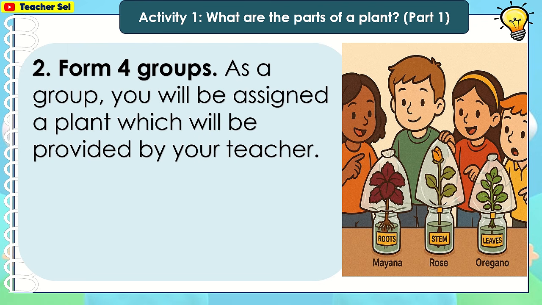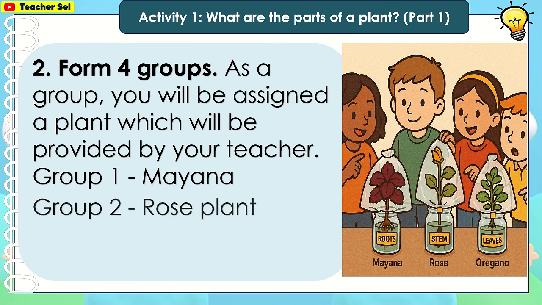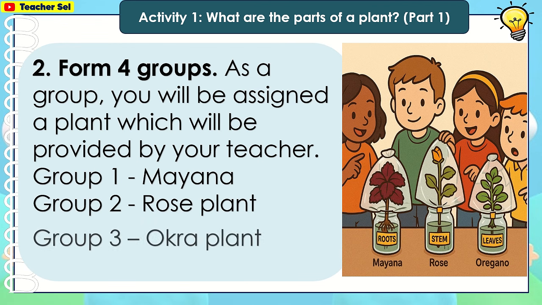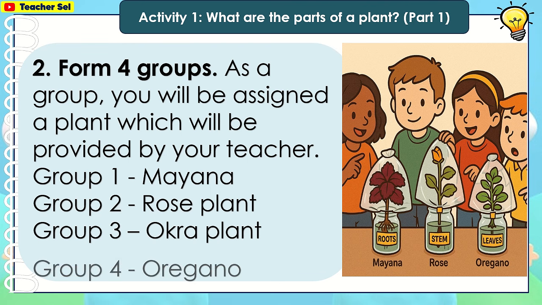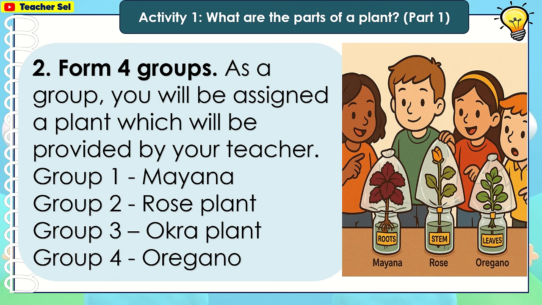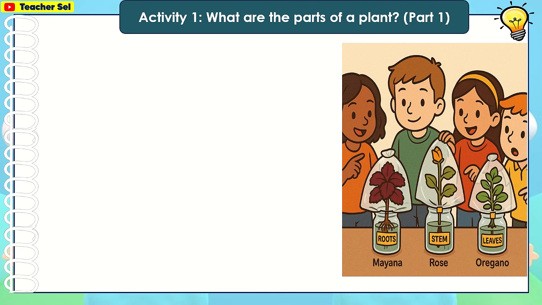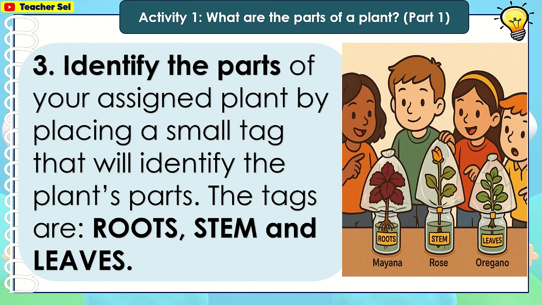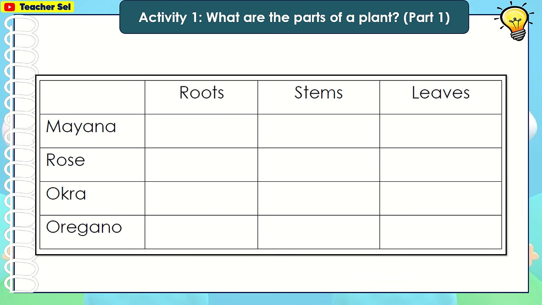Form 4 groups. As a group, you will be assigned a plant which will be provided by your teacher. Group 1, Mayana. Group 2, Rose plant. Group 3, Okra plant. Group 4, Oregano. Identify the parts of your assigned plant by placing a small tag that will identify the plant's parts. The tags are roots, stem, and leaves. Here is the table to be used.